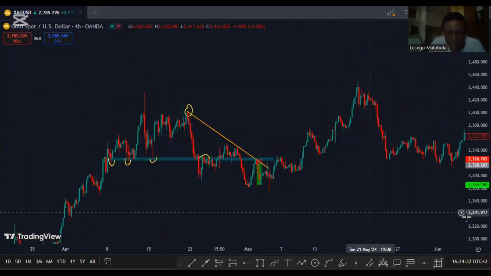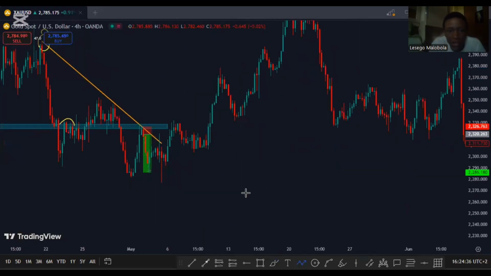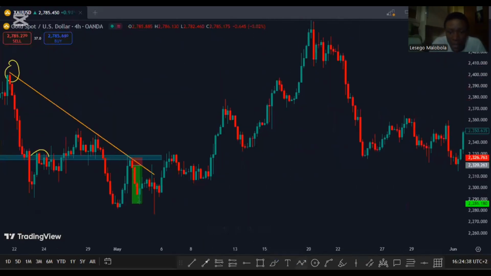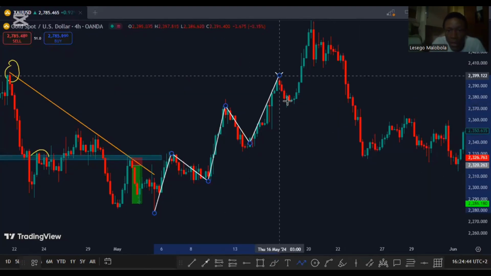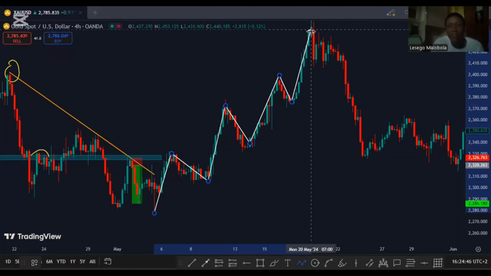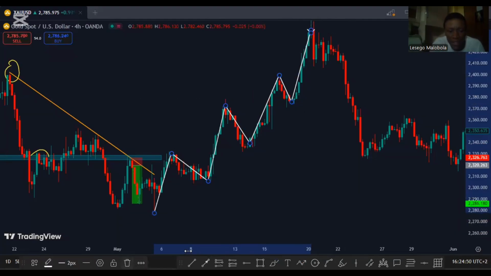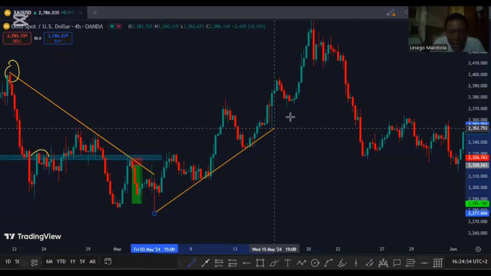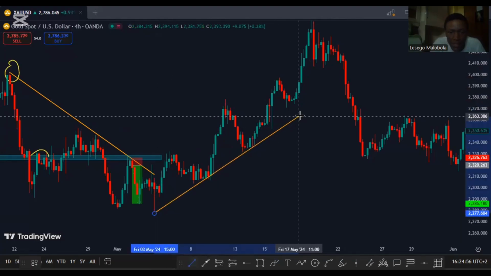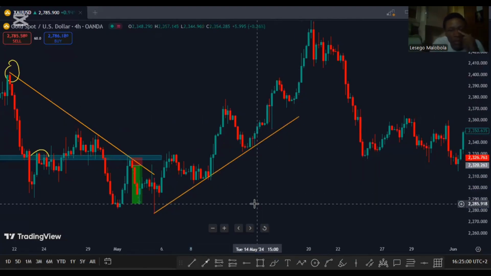Moving on, we can see that gold here has been building up higher highs, higher lows, higher high, higher low, higher high, higher low. So we identify that as an uptrend now. If we connect our trend line from here and stretch it all the way to there, we can see that we do have a valid trend line. Why do I say that?